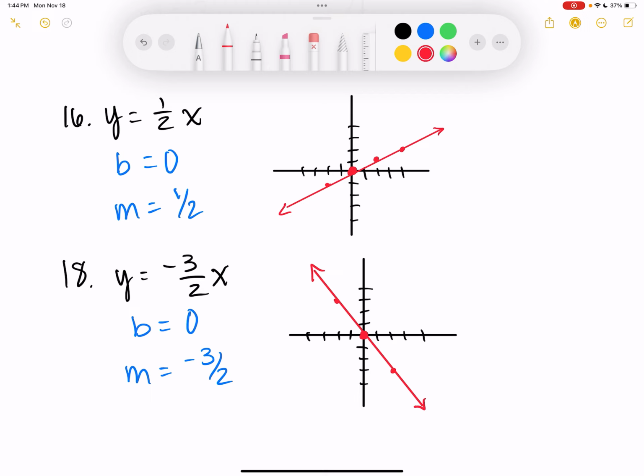All right, are we okay on graphing those? Yeah. I feel like we did a lot of graphing practice last week, so we probably don't need to do a ton of them right now.